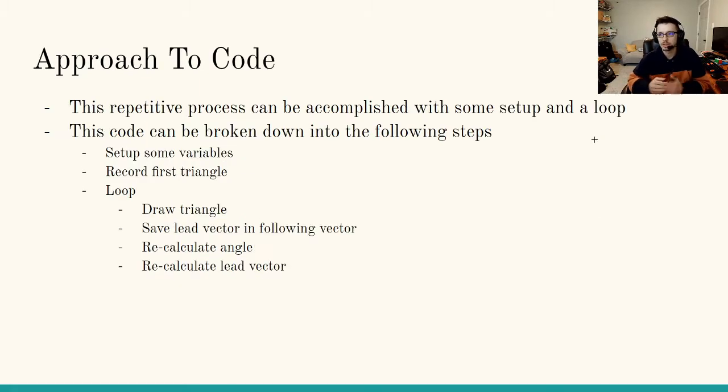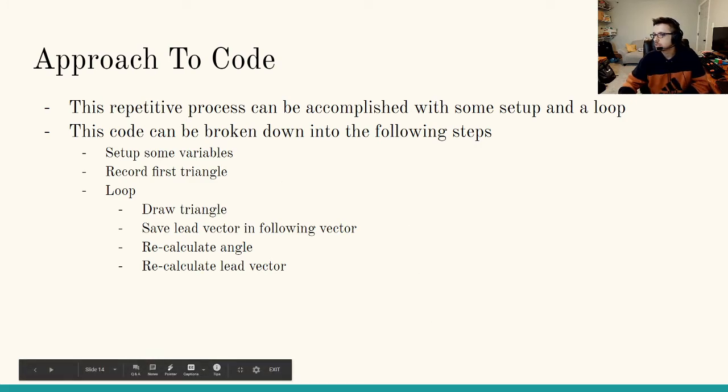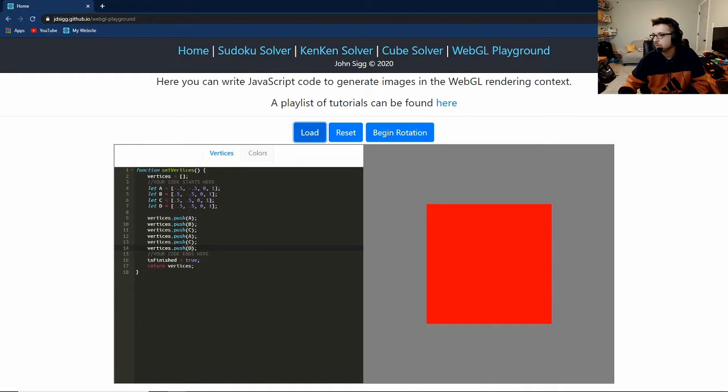So the logic of that loop would look something like this, where we do some variable setup, set up our first triangle, and then within the loop we will be drawing a triangle, saving the lead vector in the vector that's following, so the lead vector would be C and the following vector would be B. Then we would recalculate our angle and recalculate our lead vector, and then we would redraw those triangles again, and we would loop over that until we complete the circle. So let's pull up the playground, and we will attempt to do that here.